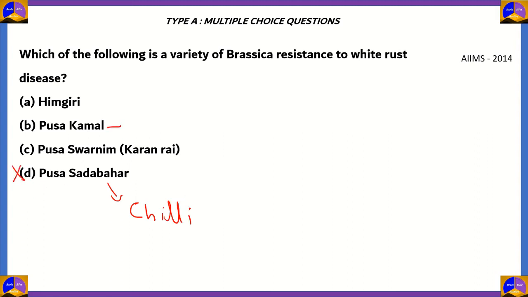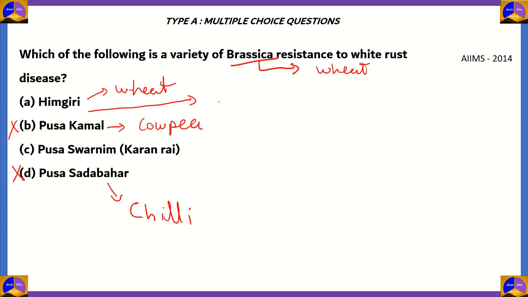If you look at option B, Pusa Komal, then this is a variety of cowpea, so that is also incorrect. This leaves us with two options, option A and option C. Both are varieties of Brassica. In case you're wondering what Brassica means, it is the genus which contains wheat. So Himgiri is basically wheat, and this variety is usually known for properties such as leaf rust resistance.